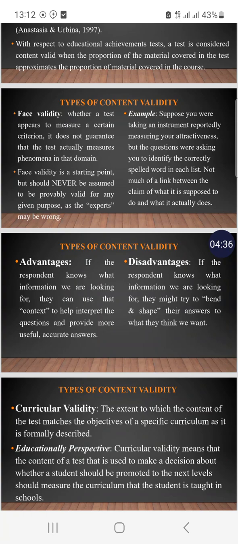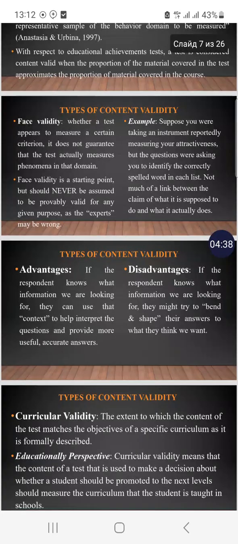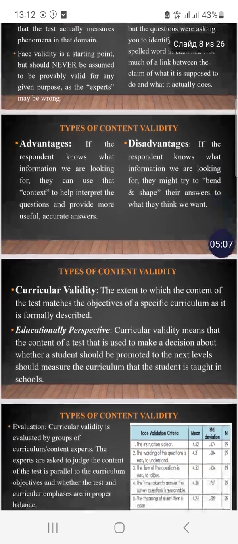Types of content validity. Advantages and disadvantages are given below. Advantage: if the respondent knows what information we are looking for, they can use that context to help interpret the questions and provide more useful, accurate answers. Disadvantage: if the respondent knows what information we are looking for, they might try to bend and shape their answers to what they think we want.